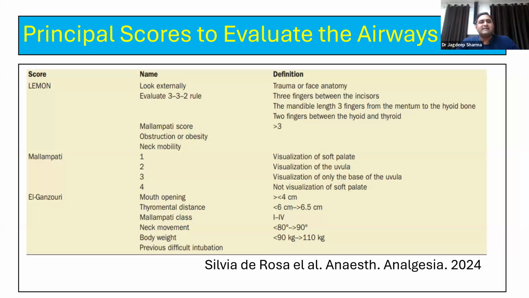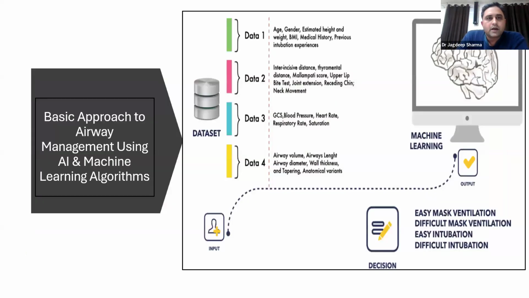So the principal scores that have been used in these studies, which we are going to discuss in later slides, include the Lemon score, your Mallampati classification, and the Al-Ganzouri score. So this is the basic approach to airway management using AI and machine learning algorithms.